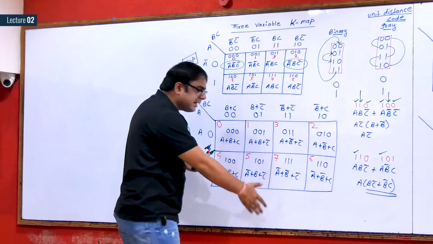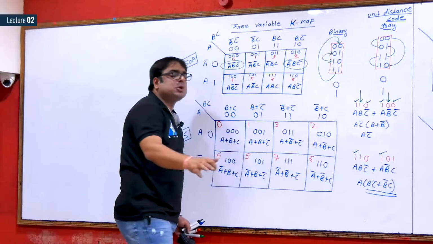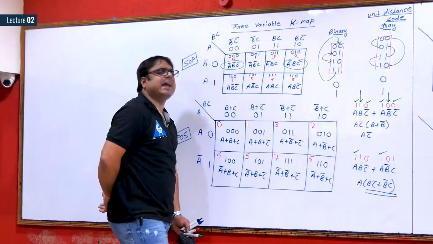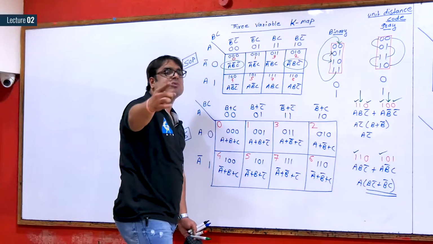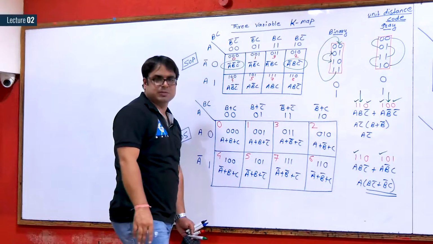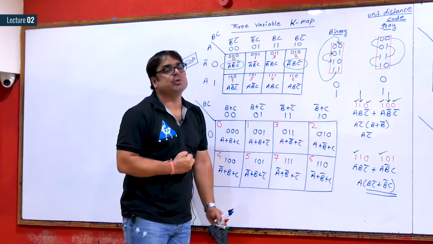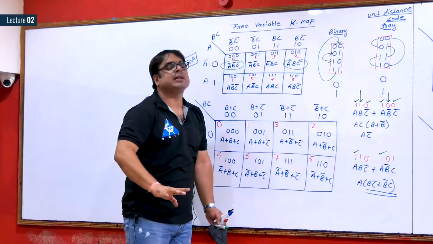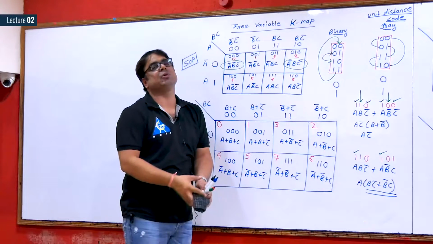Same thing can happen here. Just check any two neighboring cells. They will always differ in only one variable and reduction is possible. This basic reason should be very clear to you. You will never get confused in any of the questions, however difficult the question may be.